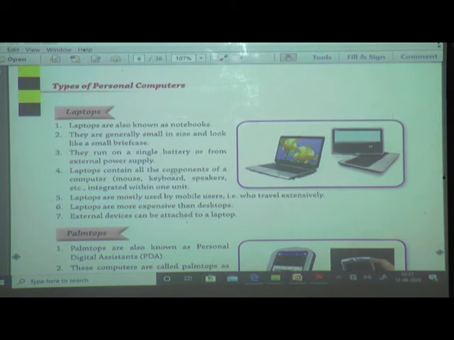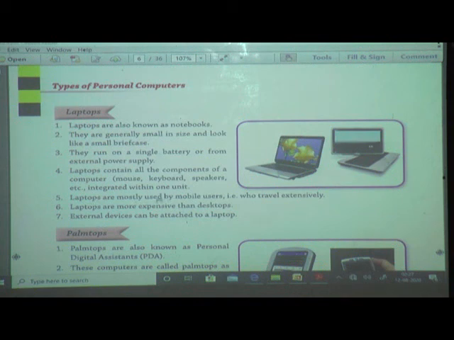A laptop contains all the components of a computer. Which components does a laptop contain? Mouse, keyboard, speaker, etc. integrated into one unit. It has the mouse, keyboard and speaker inside the laptop only.